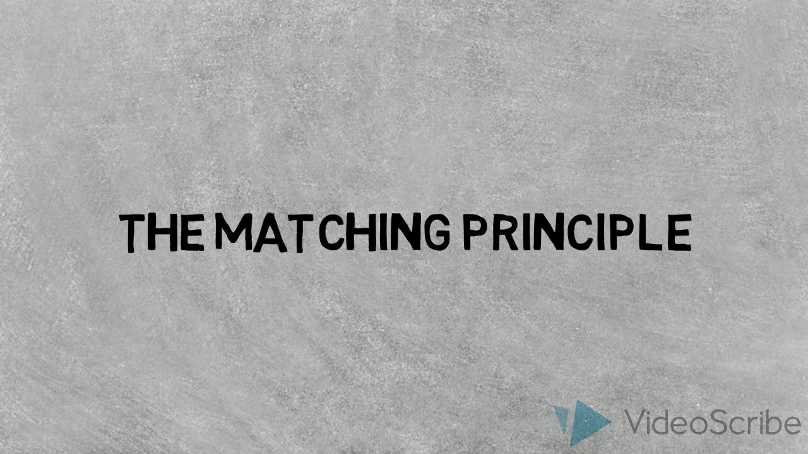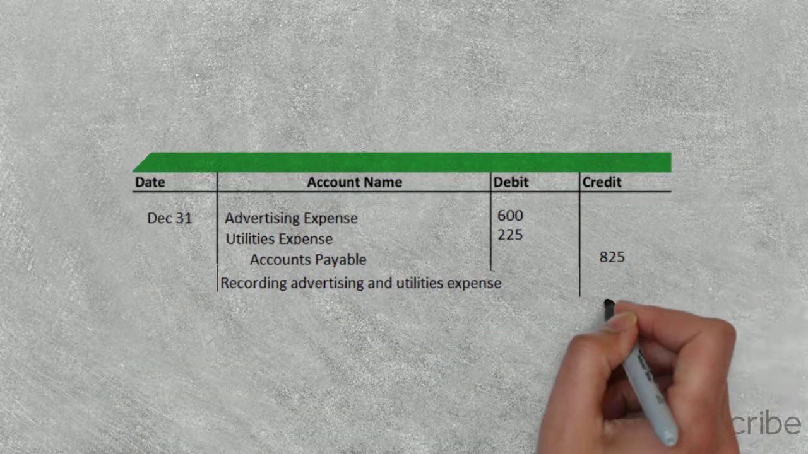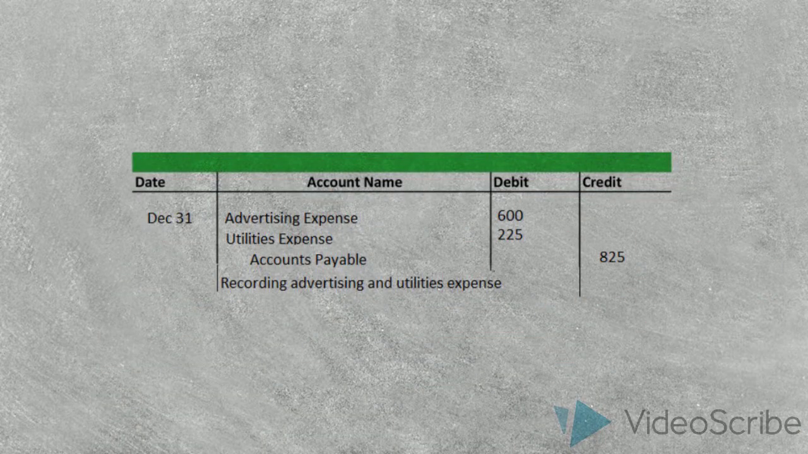This is how a journal entry looks at the end of a fiscal period. You can see the advertising expense being debited by $600 and utilities expense being debited by $225. So your accounts payable is then credited by $825, which is both your advertising expense plus your utilities expense combined.